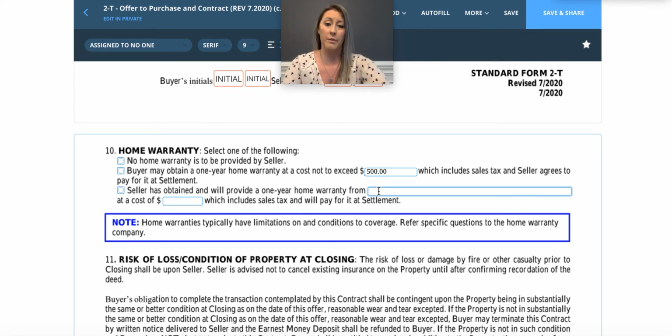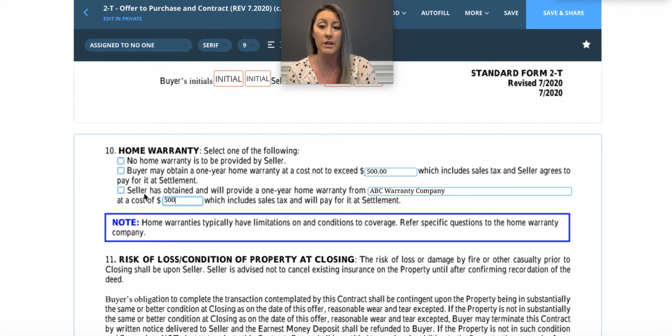Oh boy, I know a lot of people are going to be mad at me because I can't think of a home warranty company, and I'm not going to promote anyone right now. So we're just going to say ABC Warranty. And at a cost of, they're going to buy one for $500. So you would put that there.